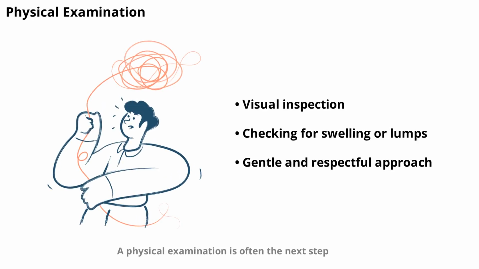A physical examination is often the next step. For external hemorrhoids, the doctor may visually inspect the area around the anus for swelling, lumps, or irritation. This simple check can often confirm the presence of external hemorrhoids. The doctor may also gently feel for any abnormalities, ensuring a careful and respectful approach to minimize discomfort.